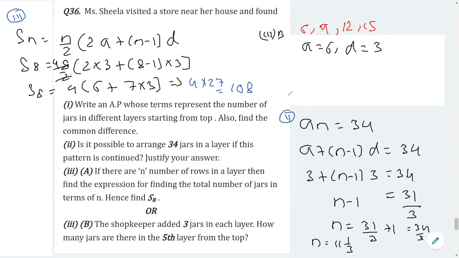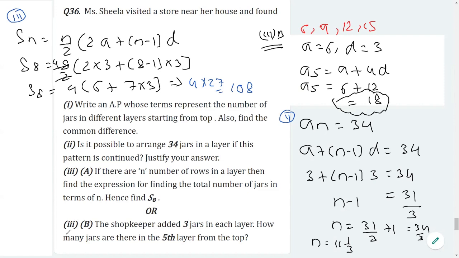And we have to find the fifth term. So A5 is A plus (n minus 1)D, that is 5 minus 1, 4D. Replacing A with 6, plus 4 times D, 4 times 3 is 12, so that comes out to be 18. Therefore, this is the answer for part B.